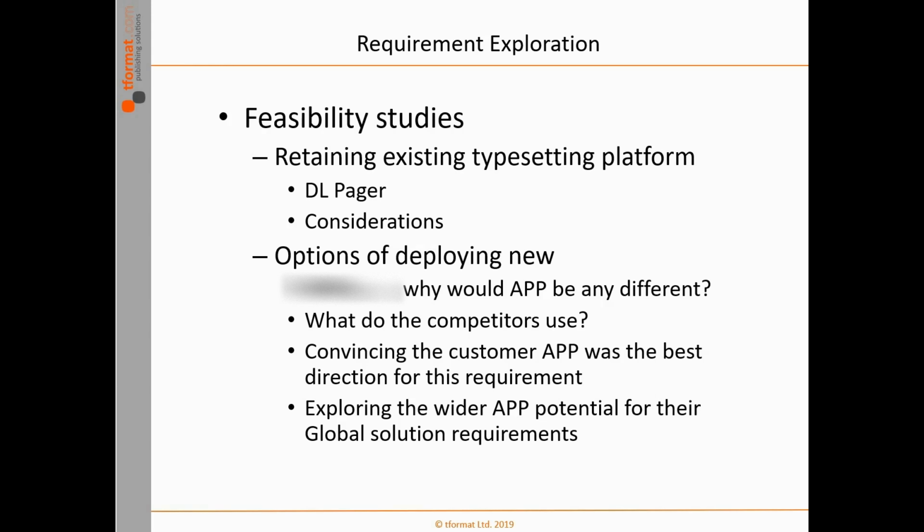Why would implementing APP be any different? What do the local competitors use? Well, 3B2 had been around in London financial typesetting for over 25 years and in place with a number of competitors, so its pedigree as a contender was not in doubt. We focused on convincing the customer that APP was the best direction, knowing the capabilities of the newer version that we could implement with our comparison engine. The customer also asked us to do a series of studies in APP to see if it could deliver the kind of graphical layouts and requirements of the wider global Merrill solution.